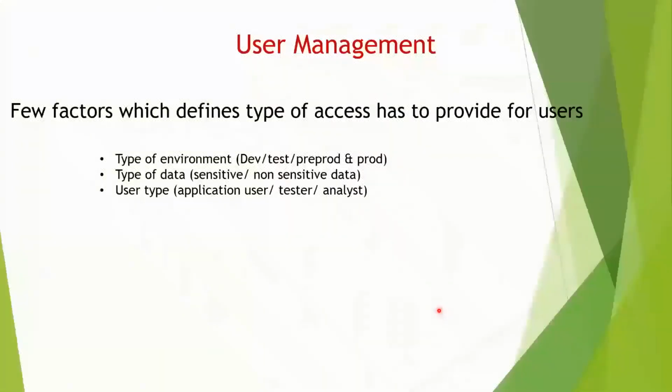In most cases, the application user requires read-write access and end users like testers and analysts require read-only access. In this case, we will create two roles and provide read-write privileges to the first role and read-only privileges to the second role. Then the first role will be assigned to application users, the second role will be assigned to end users.